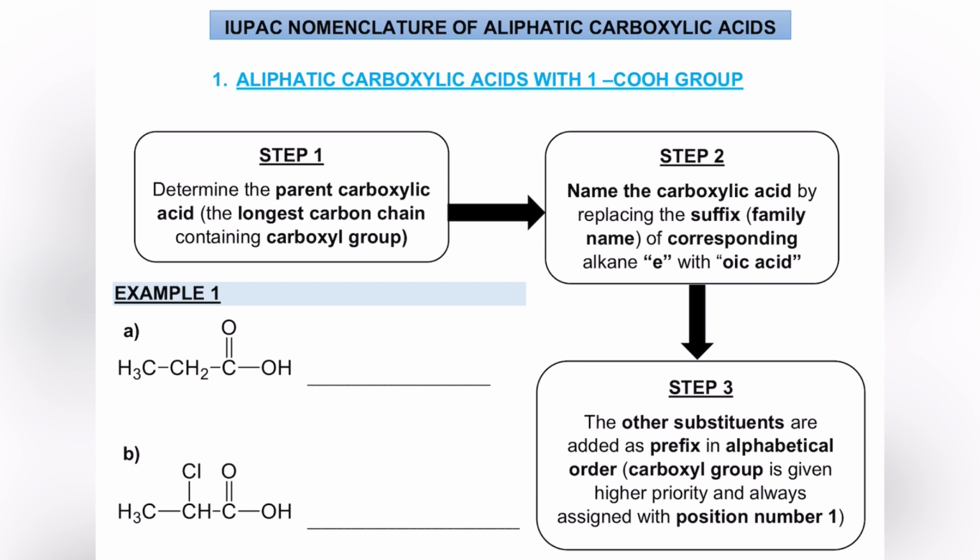So let's focus on example 1A. We have 3 carbon atoms here, and you have the carboxyl group at the first carbon. So this one is what we call propanoic acid. Make sure you have a space between them. Next one, we have 3 carbon atoms. Same goes here. The first carbon will be the carbon with the carboxyl group. However, we have one substituent here at the second carbon, which is chloro. This name will be 2-chloropropanoic acid.